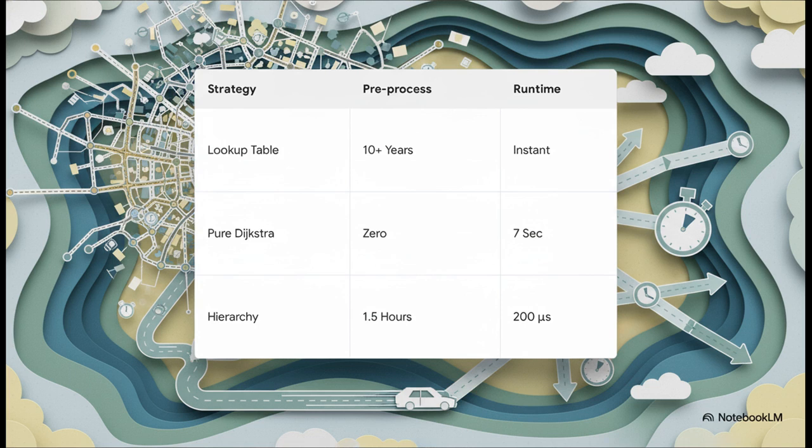If we pre-calculated a massive lookup table of every possible route, the query would be instant, sure, but it would take over a decade to compute and require 8 petabytes of storage. Pure Dijkstra requires 0 pre-processing but takes 7 long seconds per query. But check out that bottom row, contraction hierarchies. With just an hour and a half of automatic pre-processing, the query drops to an incredibly fast 200 microseconds. It strikes the absolute perfect middle ground between memory and raw speed.